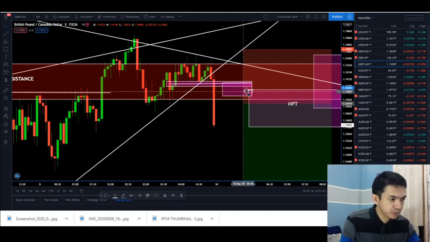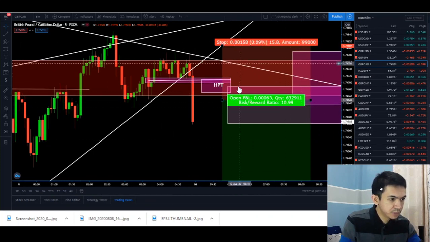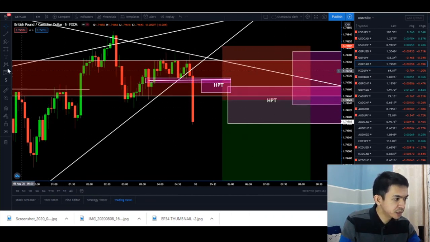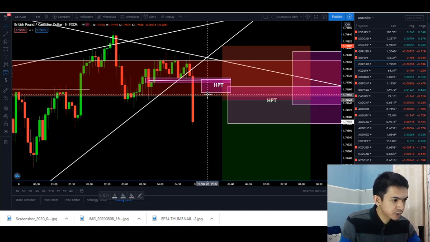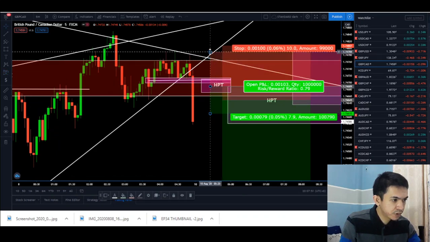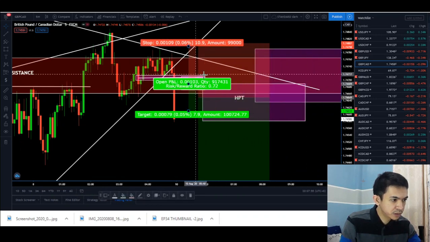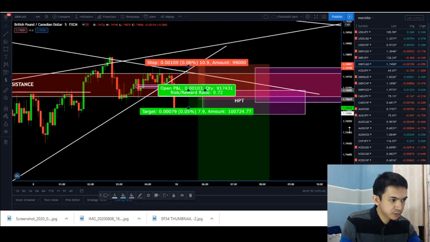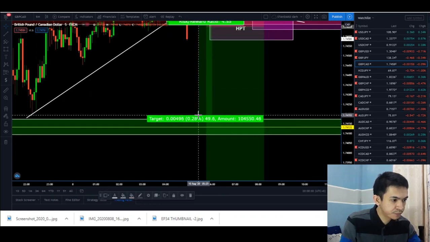using multi-time frame analysis. See, this will be my entry for 15 minutes, and this can be my entry for what? For a 5-minute time frame. Where will be my target? Same target. I'm just improving my risk, my stop loss, right?